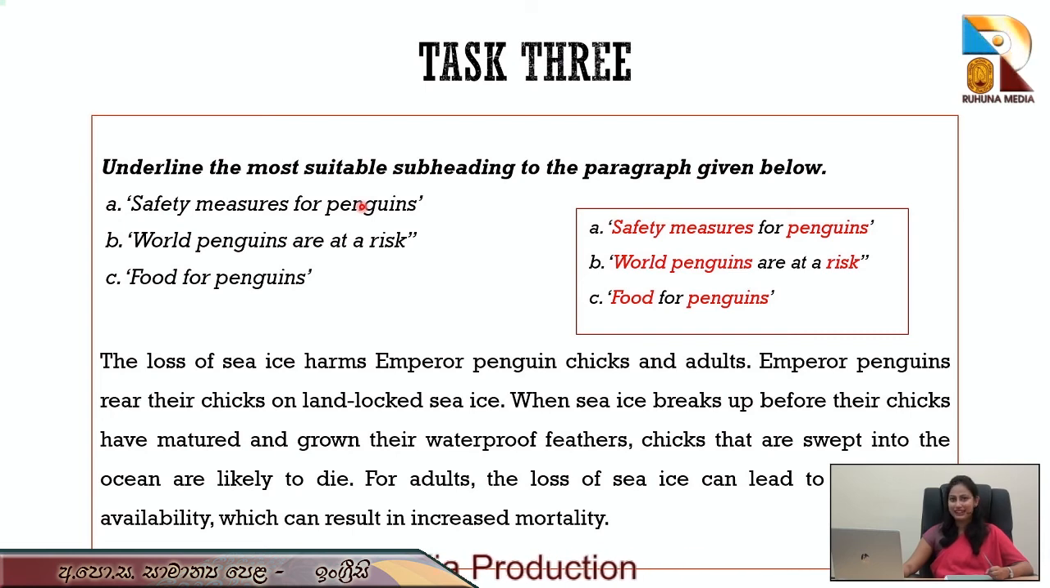So the subheading here is world penguins are at a risk. So I hope now you know how to use skimming in order to identify the main idea of a text. Right, with that we'll move on to the last reading technique, inferring, or inferring to figure out unfamiliar words in context. Students, remember, it might not be possible for you to know all the words in a text, but you don't need to know all the words in a text to understand its meaning.